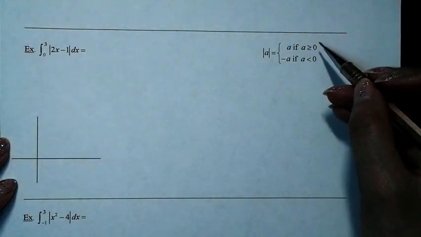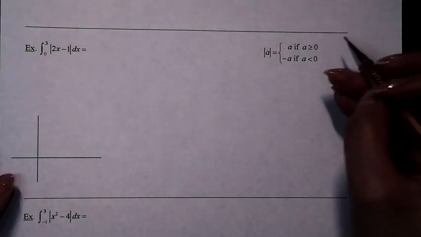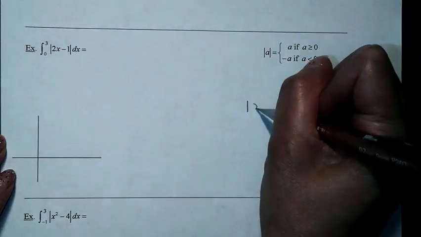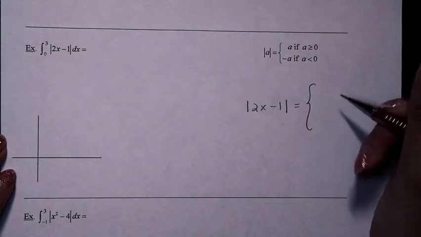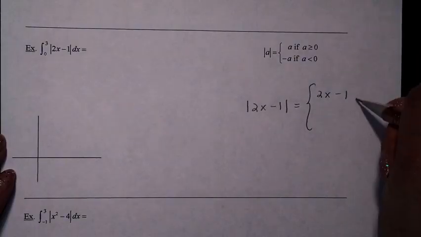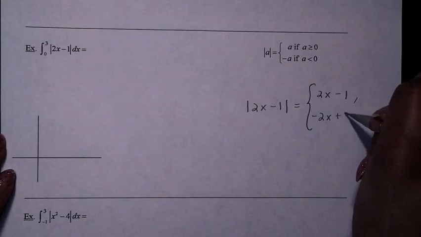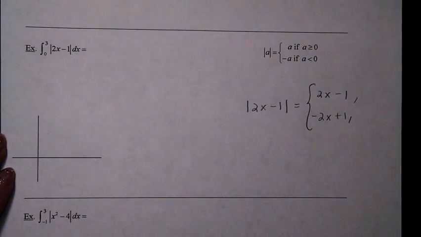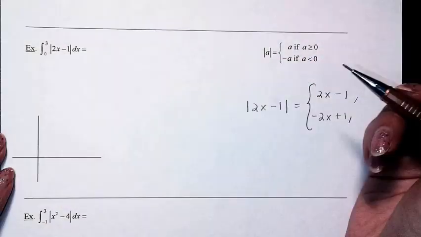So what you have here, you need to note something. Here we have the absolute value of 2x minus 1, and that's going to be a piecewise function. The first piece is going to be the one that you see, 2x minus 1. And the other piece is going to be negative 2x plus 1. Do you agree with that? Why? Because you do know that you are going to have like a V situation.